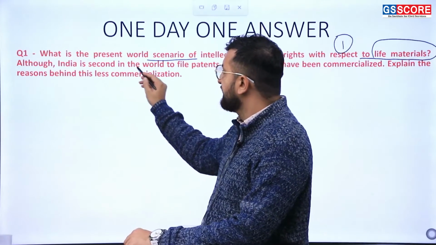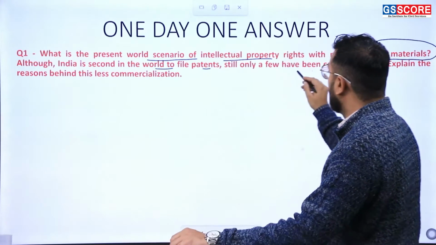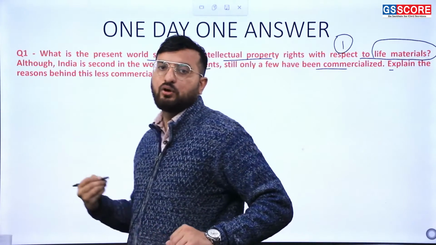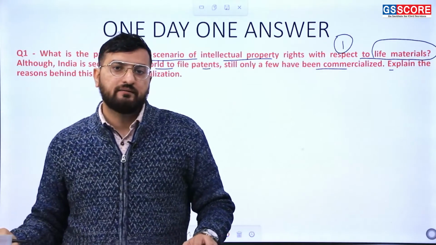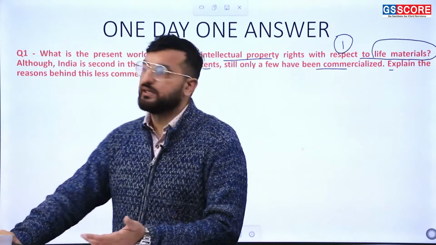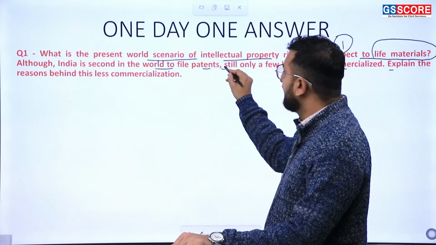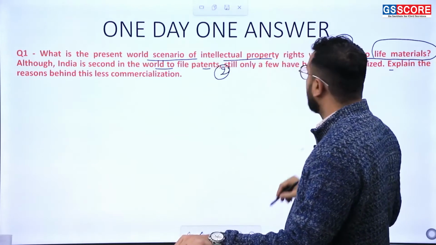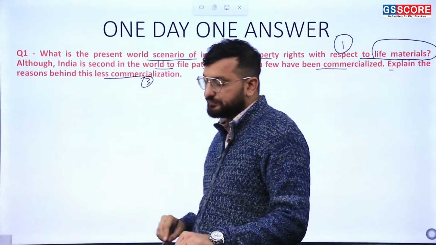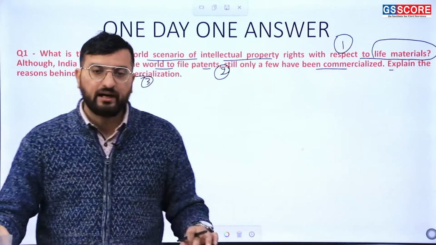Second, India is second in the world to file patents, still only a few have been commercialized. So we are filing patents, but we are not able to exploit the technology. We are not able to sell those products commercially and gain benefit out of it. This is the second thing it is asking. And the third thing, it asks to explain the reasons behind this: why is there less commercialization?